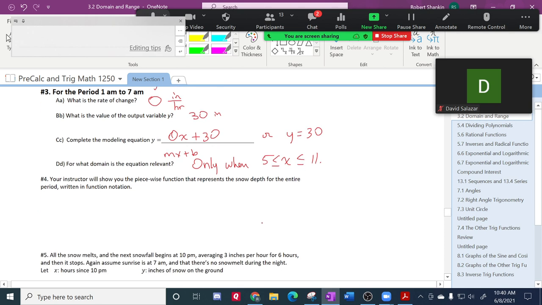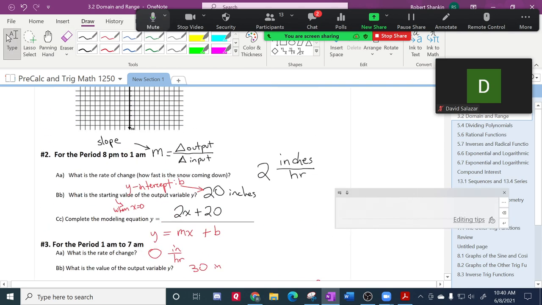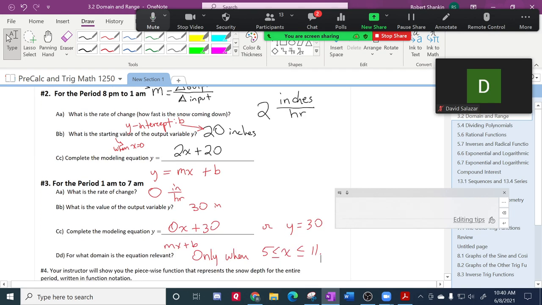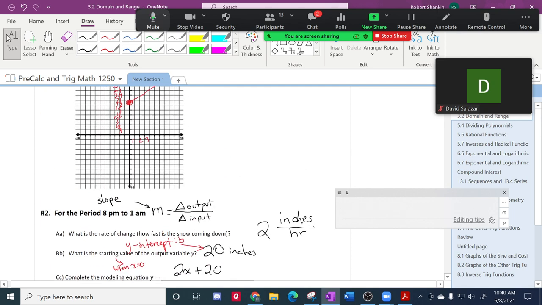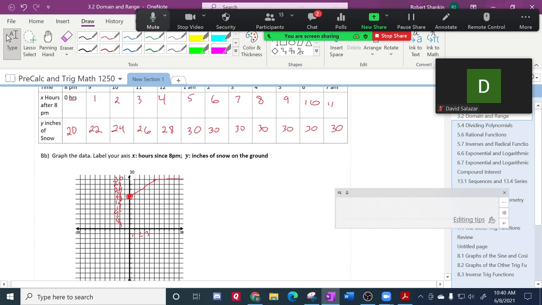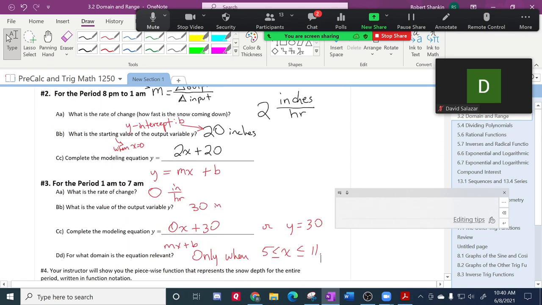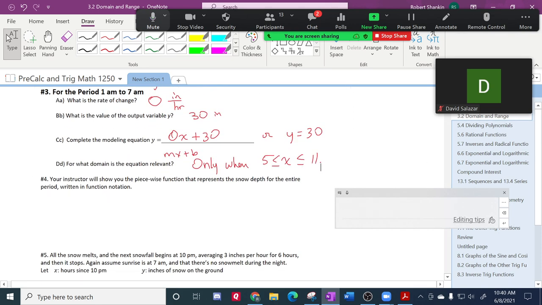Alright, so now your instructor will show you the piecewise function that represents the snow depth for the entire period. Now that's just what David was saying. I can come up with the equation for this first part, and this equation doesn't look that complicated, but what about the equation that does both together?